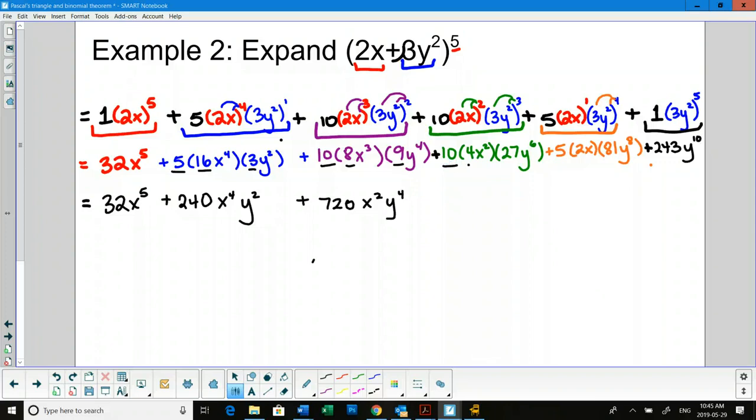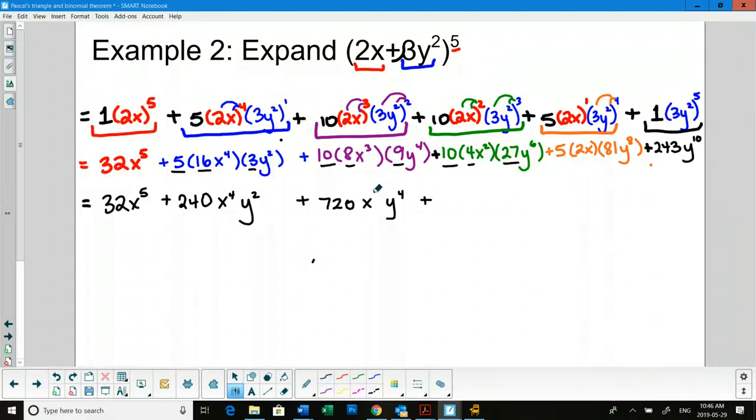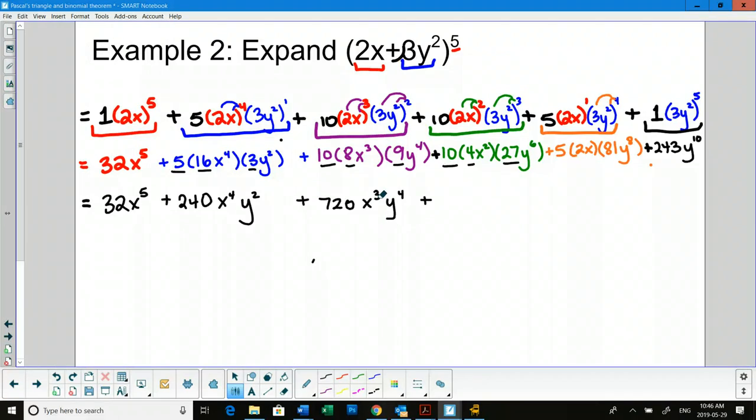Okay, and then I want 10 times 4 times 27 for this next term. Is there not one x cubed? Oh yeah, thank you. Great, thanks. 4 times 10 times 27, Bonnie? Great, 1080, x squared, y to the exponent 6. 5 times 2 times 81, that's 810. xy to the 8, and then the last term is already simplified. It's just 243, and then times y to the exponent 10.